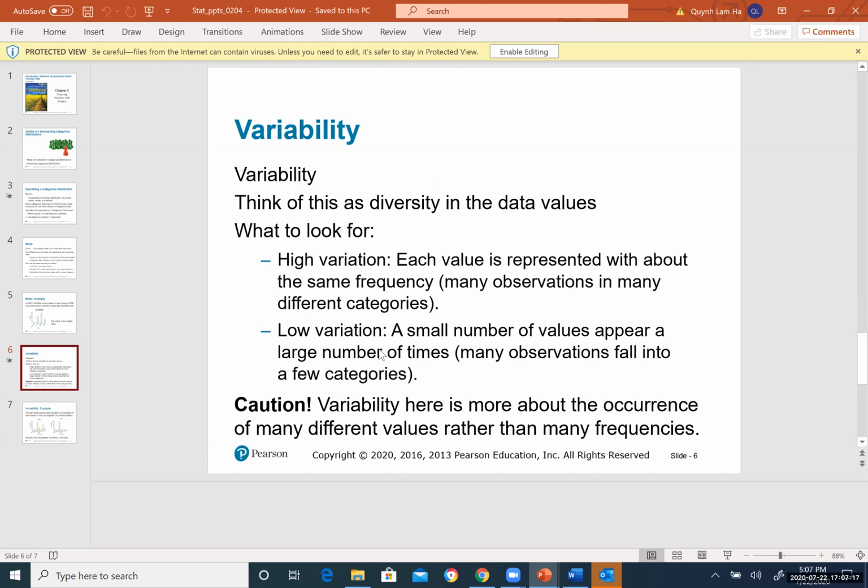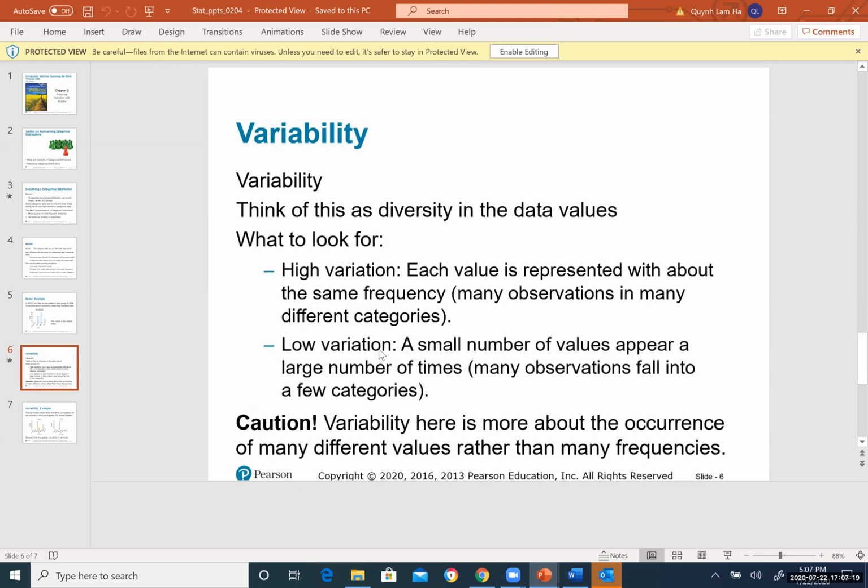The variability. Think of this as diversity in the data values. So what do we look for? High variation: each value is represented with about the same frequency. Okay, so many observations in many different categories.